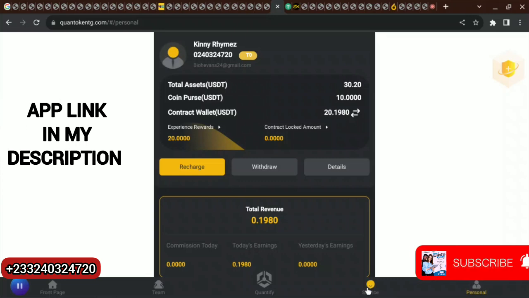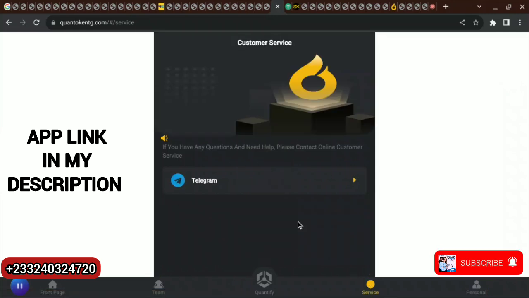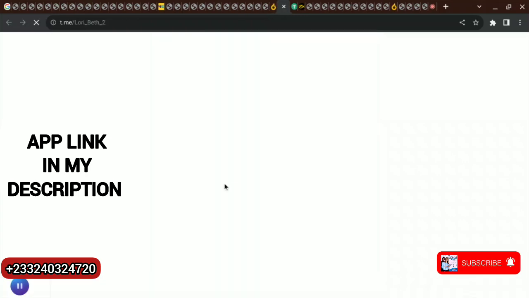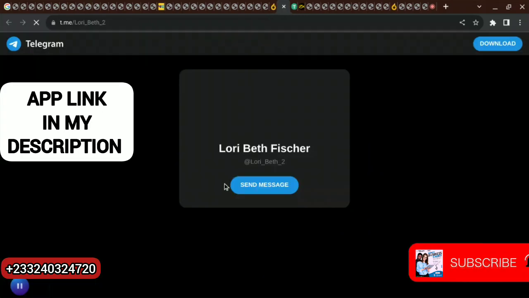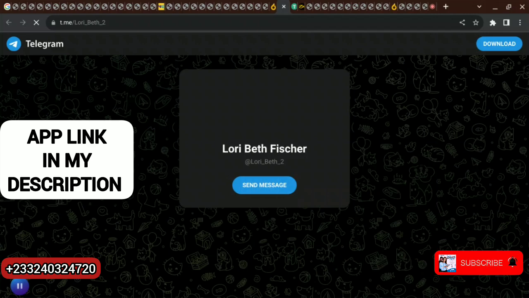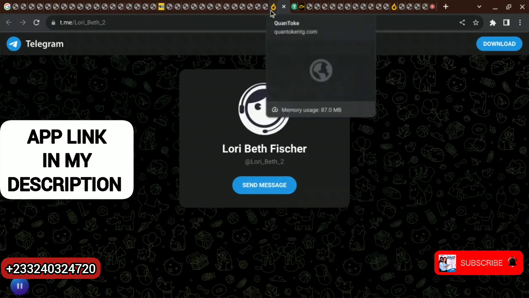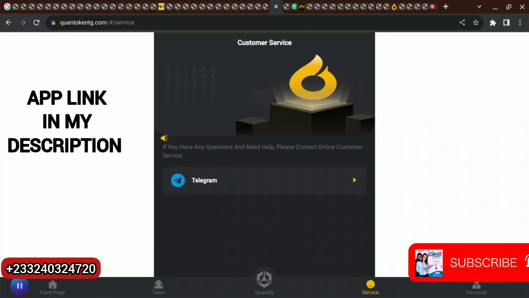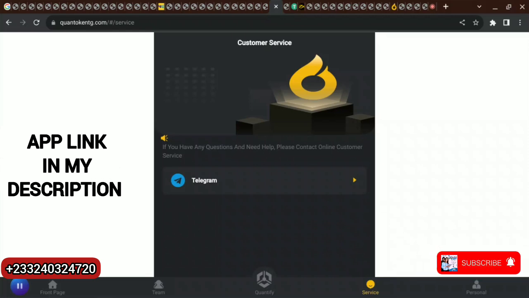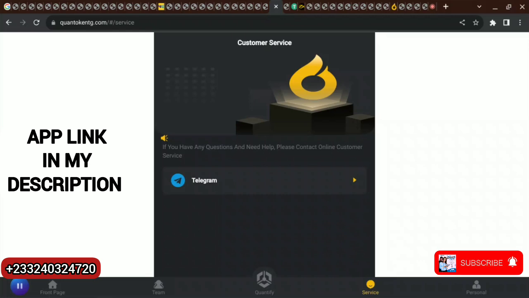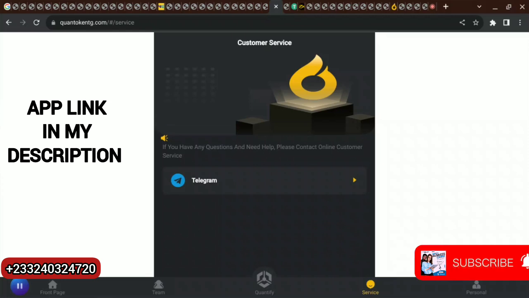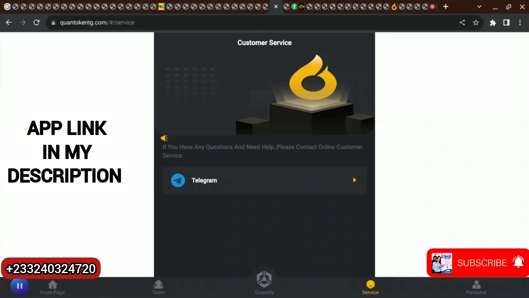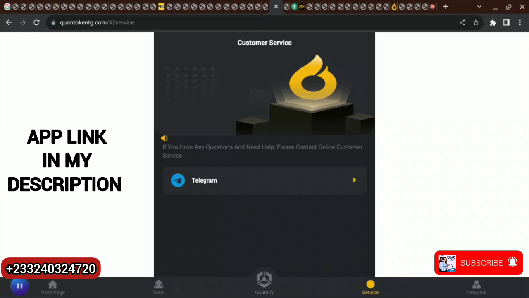If I go to service, that's where you can chat with their customer service, and they will give you a free 4 USDT for your first deposit. You go to service and chat with customer service on their Telegram account, and they will give you the free 4 USDT. By the way, I will also leave their Telegram channel in my description so that it will be very easy for you.